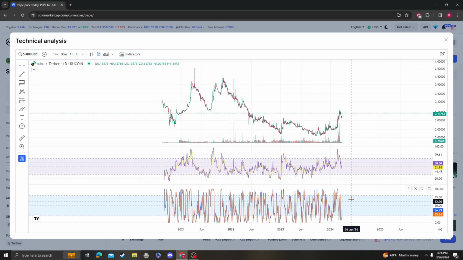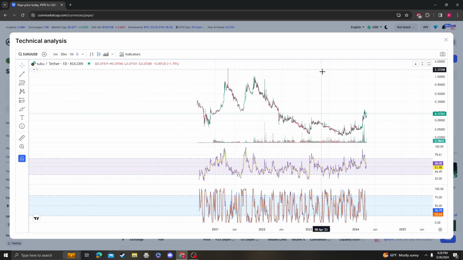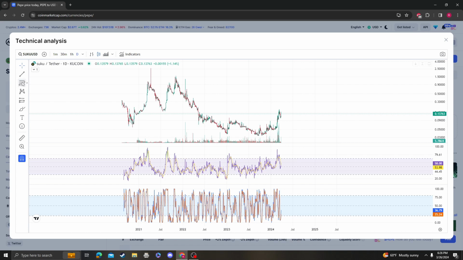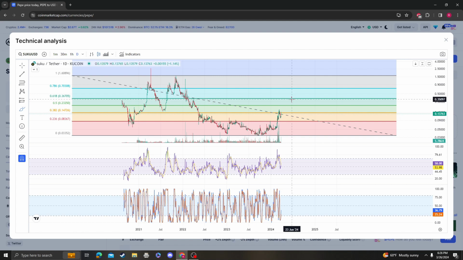RSI. Okay, stochastic RSI, as we said, RSI is neutral. This looks really bullish right now. Let's see if it's above the 0.382 though. So it's still not above the 0.382. The next target up is going to be 0.1472. If it can manage to get above 0.1472, the next target is between 23 and 36 cents. So it could very well land anywhere between here.